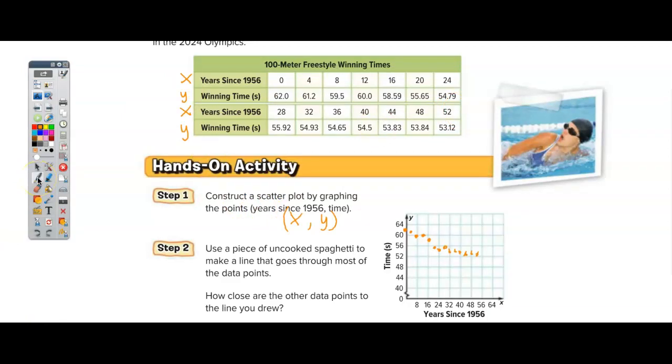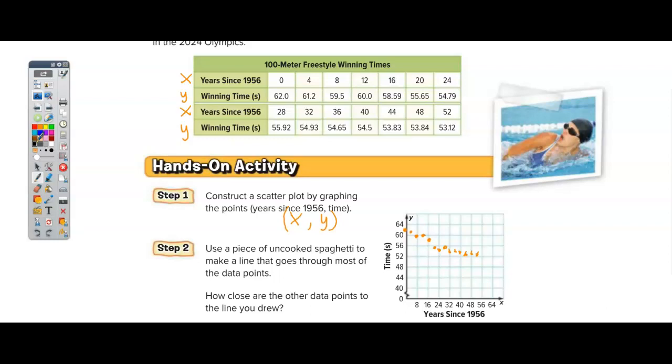Okay, so hopefully you have your plots graphed. It should look something similar to mine. Again, it's okay if it's not exact, but when you're reading it from left to right, you should see kind of a decreasing pattern because the dots are getting lower and lower on the graph. Some of them go up just a little bit, but it should look something pretty similar to mine. So step number 2 says use a piece of uncooked spaghetti to make a line that goes through most of the data points. The reason why they want you to use uncooked spaghetti is because it's nice and straight, and we want a straight line here.